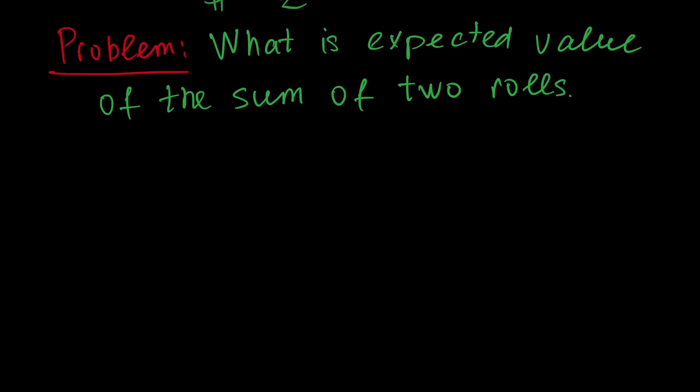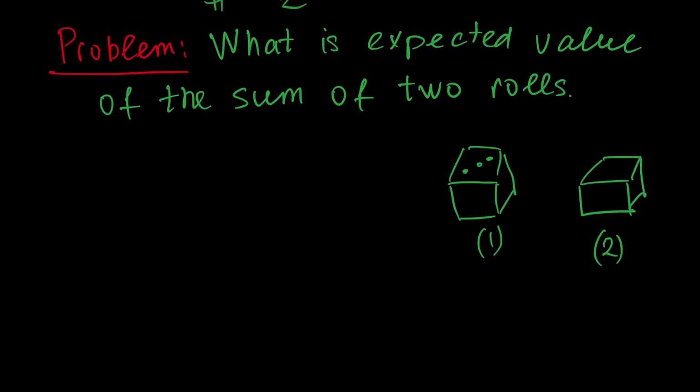or the sum of the number of dots on the upturned faces? For example, we rolled the die the first time and we have 3 dots, and the second time, assume we have 2. So in this case, we have the sum of two rolls, 3 plus 2 is 5. And what is the expected value of the sum of these two rolls when we play this game infinitely? So let's solve it.